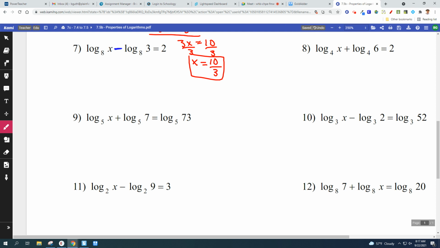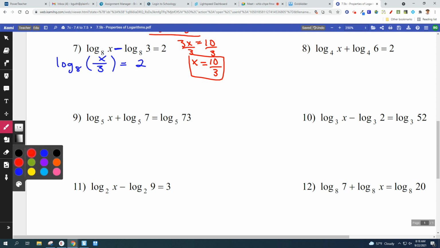Log minus log, you can condense to a single log by saying that's log base 8 of x divided by 3 equals 2. All right? We're trying to isolate the variable. We know we're going to multiply by 3 later, but we've got to get rid of that log base 8. How do you get rid of a log base 8? With a base 8. We're going to take a base 8 on both sides to cancel out.